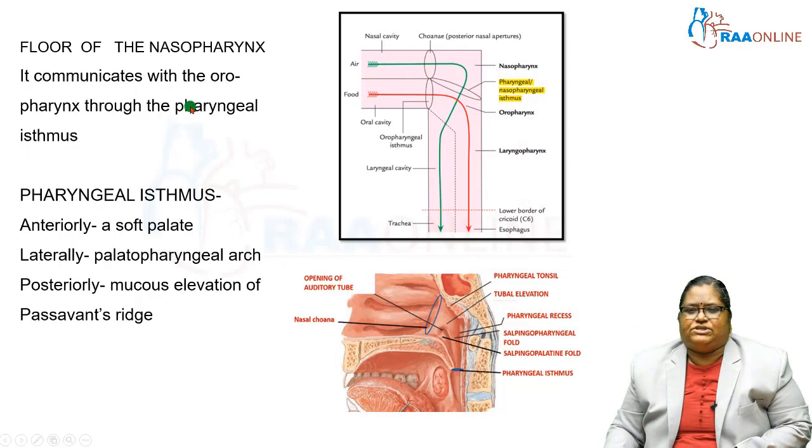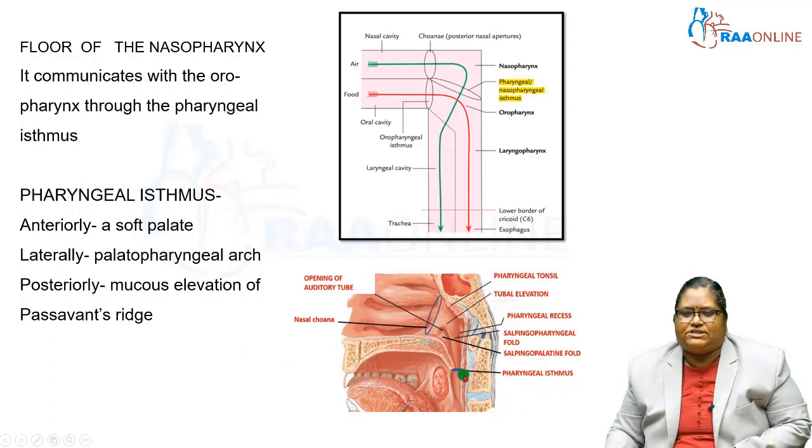So, floor of the nasopharynx. What happens to the floor? It communicates with the oropharynx through the pharyngeal isthmus. This is the pharyngeal isthmus. What is the boundary of the pharyngeal isthmus?